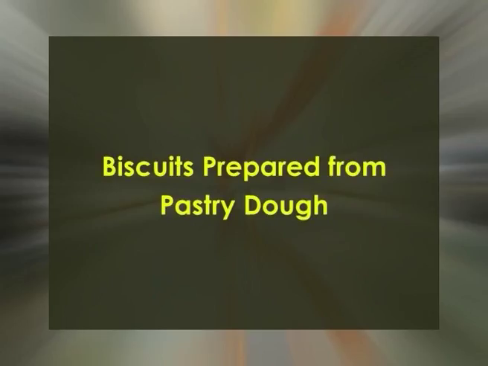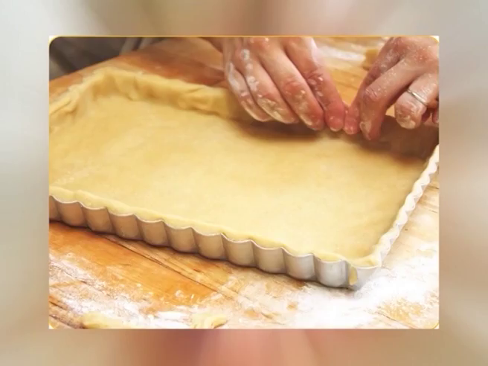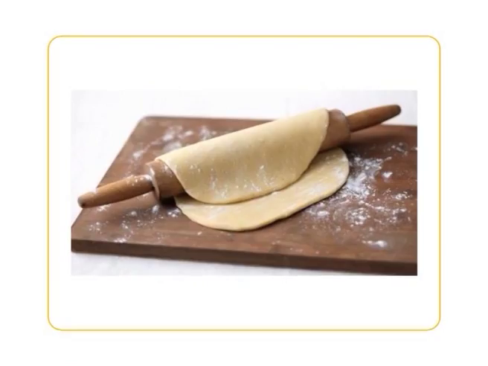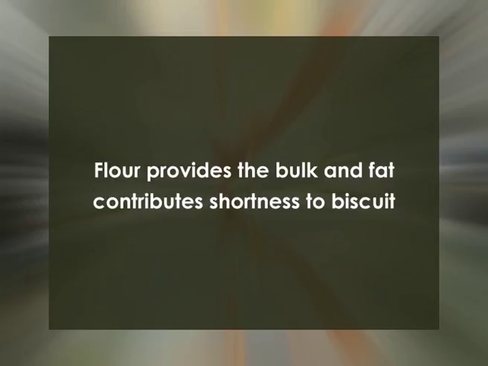Number 1. Biscuits prepared from pastry dough. Both sweet and savory biscuits can be prepared from this dough. Two basic pastry doughs are used for making biscuits, and these are short crust dough and puff dough. The short crust dough consists of flour, fat and moistening liquid. Flour provides the bulk and fat contributes shortness to the biscuit.